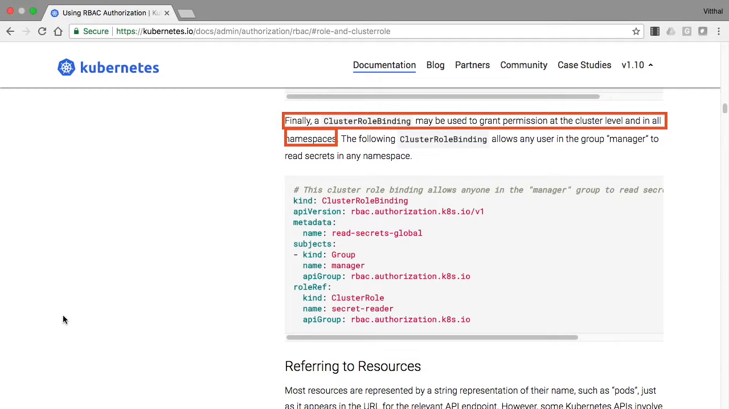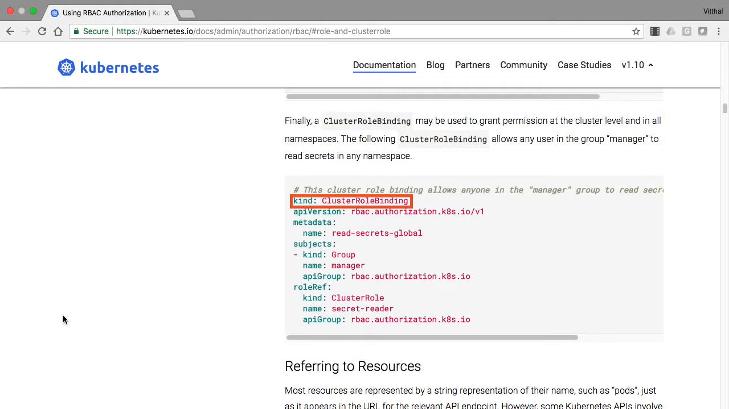These are very similar to role bindings, but they will grant permissions at the cluster level and across all namespaces. The specification of a cluster role binding looks very much like that of a role binding. The object kind is now cluster role binding. It has a subjects clause and then it has a role ref. The key difference between a cluster role binding and a role binding specification, you guessed it, the cluster role binding does not include a namespace in its metadata. That's because the cluster role binding by definition has to apply across the entire cluster rather than to any specific namespace.